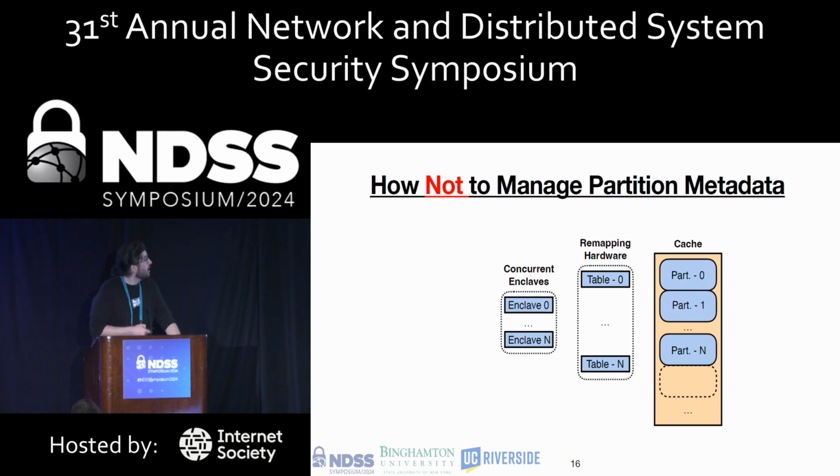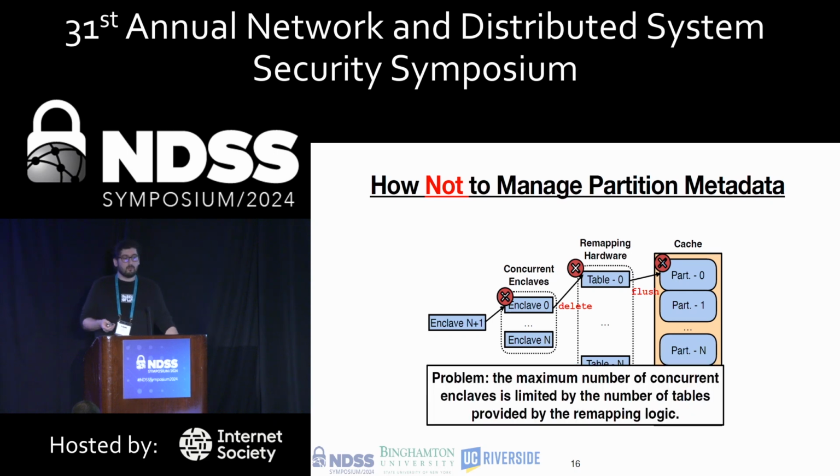In this example, we have n+1 concurrent enclaves running in the system. So the mapping hardware provisions n+1 tables corresponding to each enclave. The cache also has n+1 partitions with more room to spare. But let's assume that enclave n+1 gets scheduled onto the CPU. Now, the problem here is that the mapping hardware does not have enough tables to accommodate this enclave in the CPU. So what happens is that this enclave has to replace another one, which in turn results in a deletion of its metadata, which in turn results in a flush of its corresponding partition. So therefore, the maximum number of concurrent enclaves is limited by the number of tables provided by the mapping logic in this configuration.